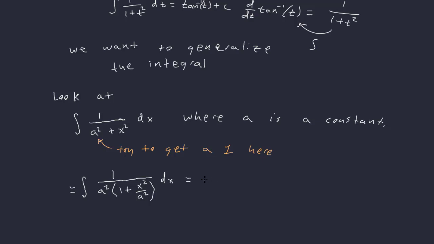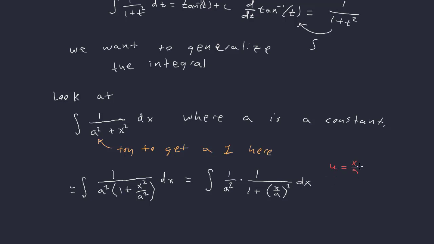Then I'm going to rewrite this a little bit. I'm going to say that this is 1 over a squared times 1 over 1 plus, now I'm going to rewrite this, since it's x squared over a squared, as x over a all squared dx. And now I'm going to use our good friend u substitution. I'm going to let u be x over a.